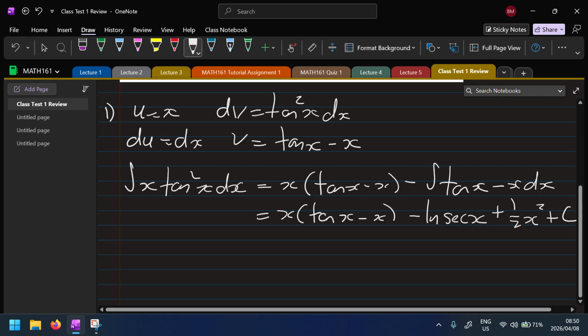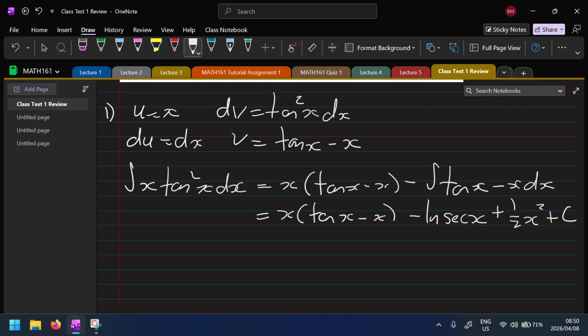Some of you simplified further, so you did the x multiplied in that first bracket. That's fine. You didn't lose any marks if you didn't simplify. So if you got all of that, you got your 3 marks. If you left things out, that's when I started subtracting marks. So if you left out the x for the integral tan x minus x, you lost a mark there. If you left out the plus c, that was minus 1 or minus a half.